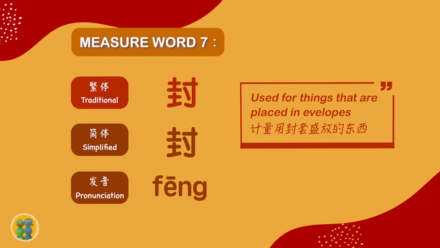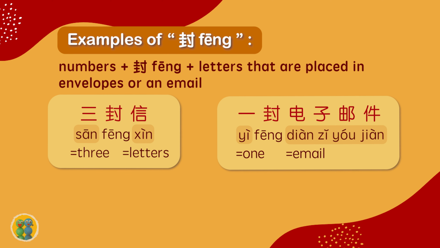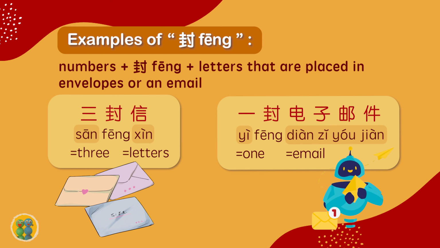The seventh measure word is 封. 封 is used for things that are placed in envelopes. Examples of 封. 三封信. 三 means three. 信 means letters. 一封电子邮件. It means one. 电子邮件 means email.